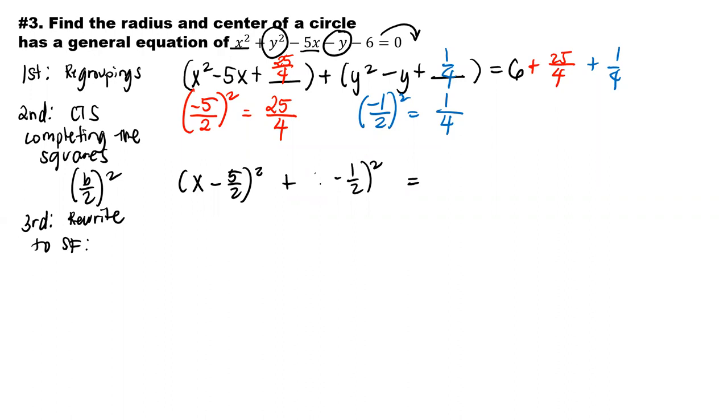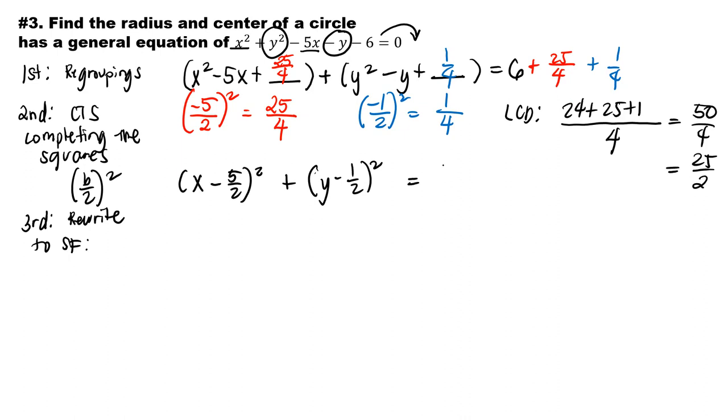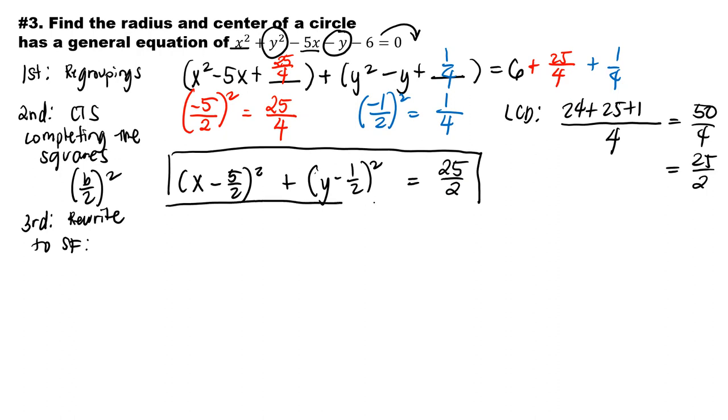So dito, ang naging case natin, nagkaroon tayo ng fraction form. So first, we need to find the LCD. So lahat ng LCD niya ay 4. 4 times 6 is 24. Plus 25 plus 1. Therefore, 50 over 4 or equal kay 25 over 2. So, 25 over 2. So, this is our standard form. So, pwede po maging fraction yung bigay natin, ha? Okay.